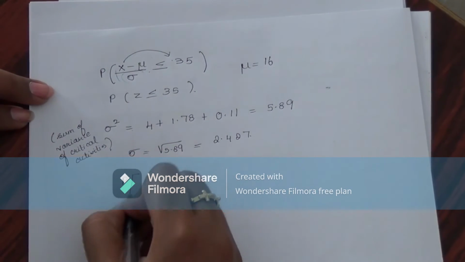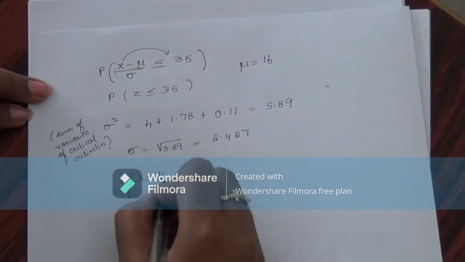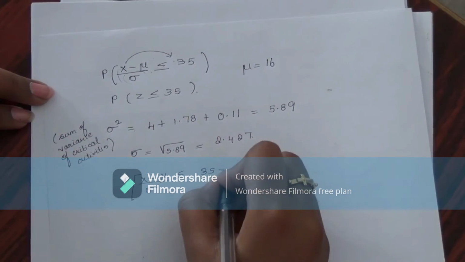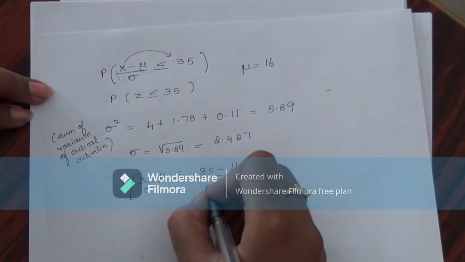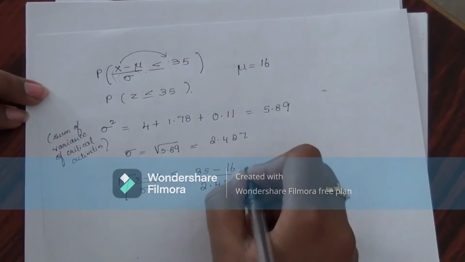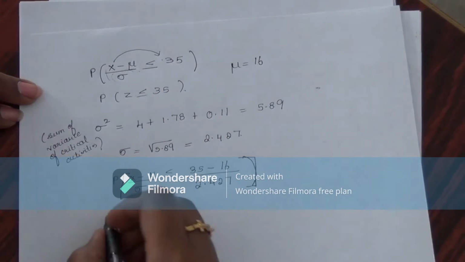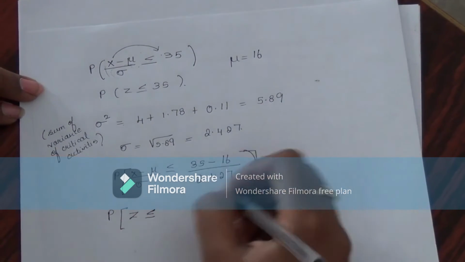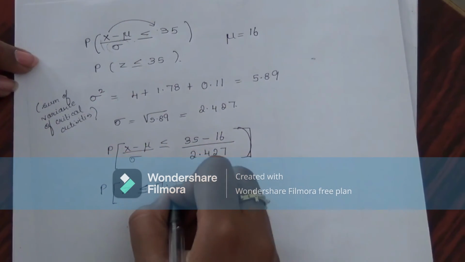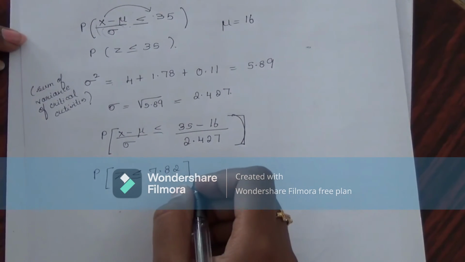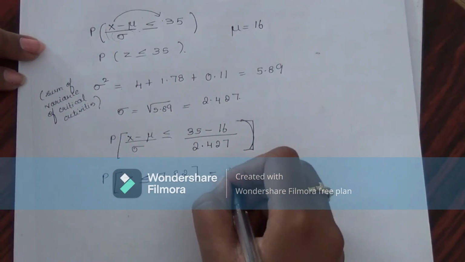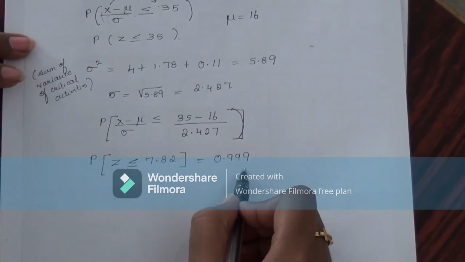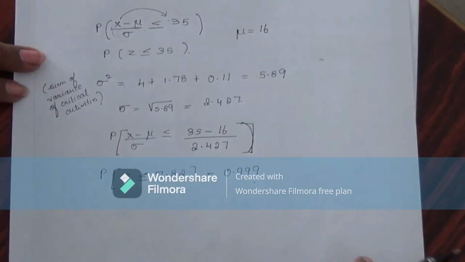So I can represent this as P of (x minus mu) by sigma, which is nothing but z, less than or equal to 35 minus 16 divided by 2.427. By solving it you will get a z value of 7.82. From the normal distribution table we will get this value, that is 0.999. So this will be the probability of completing on or before 35 weeks. Thank you.